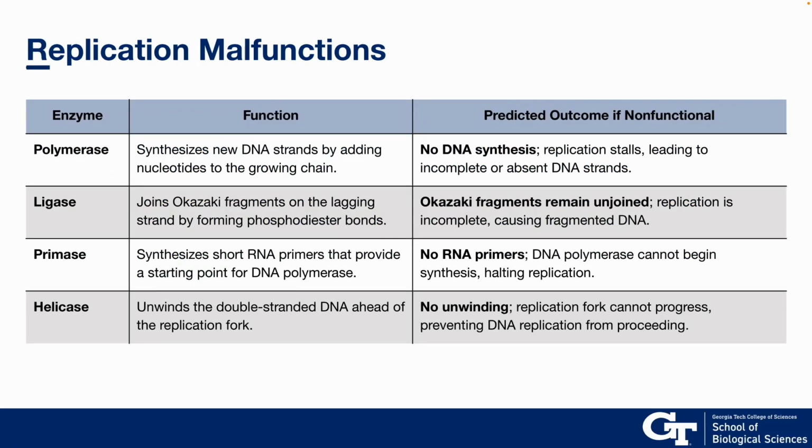So now we have this chart here that I made for you, and it has the 4 enzymes that are necessary for replication: polymerase, ligase, primase, helicase, what they do, and what would happen if they didn't work. And I want you to go ahead and fill in that chart and identify maybe what you didn't know until you saw this chart. So take a second to do that.